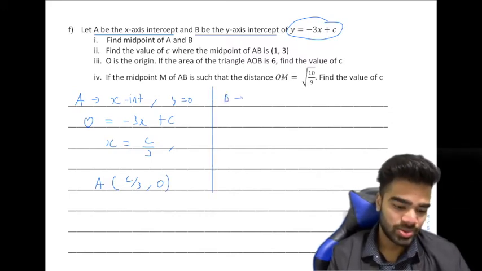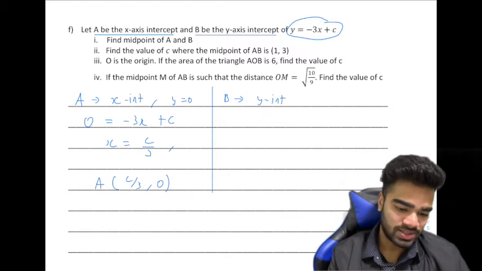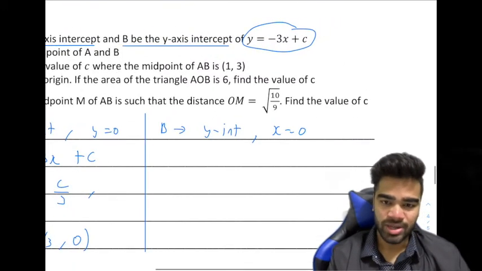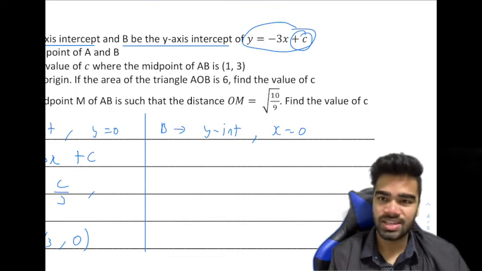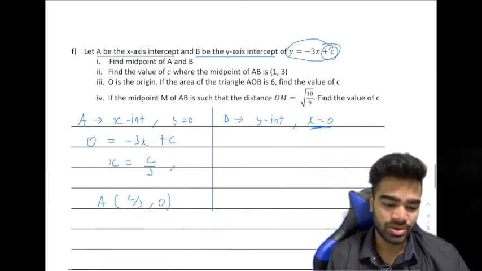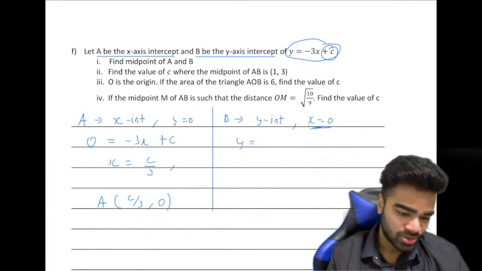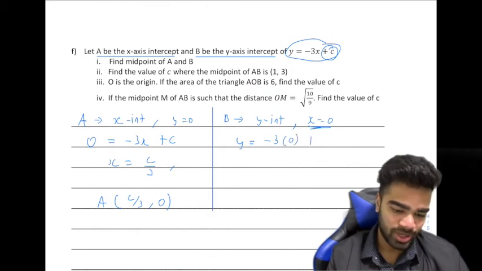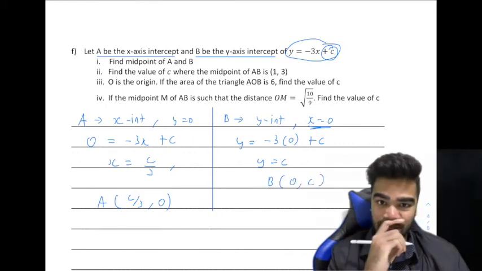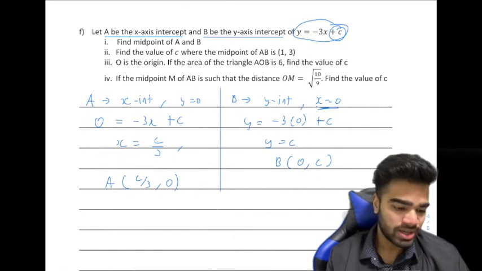So what is B? We have to find B next. B is the y-axis intercept. The y-intercept is pretty much the rule x is equal to 0. By the way, you already know what the y-intercept is, it's just c, but I'm showing you with the equations how you can do it with the rule x equals 0. So y is equal to negative 3 multiplied by 0 plus c. So y is just c. So the y-intercept, or the coordinates of B, are 0 and c. So we find A and B.